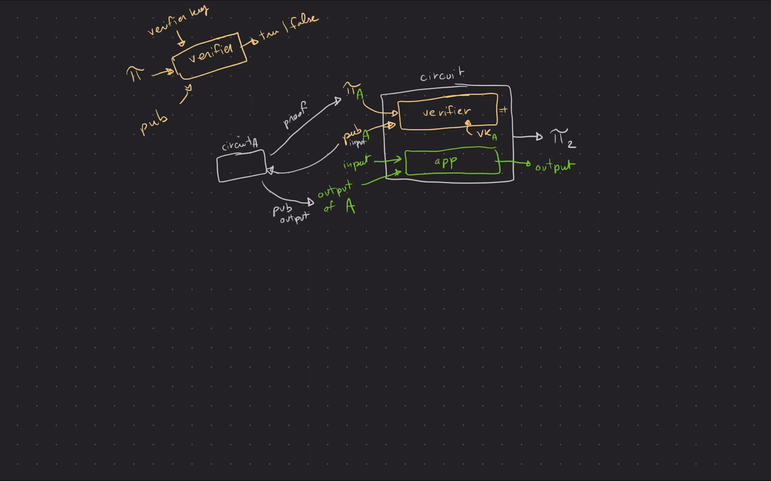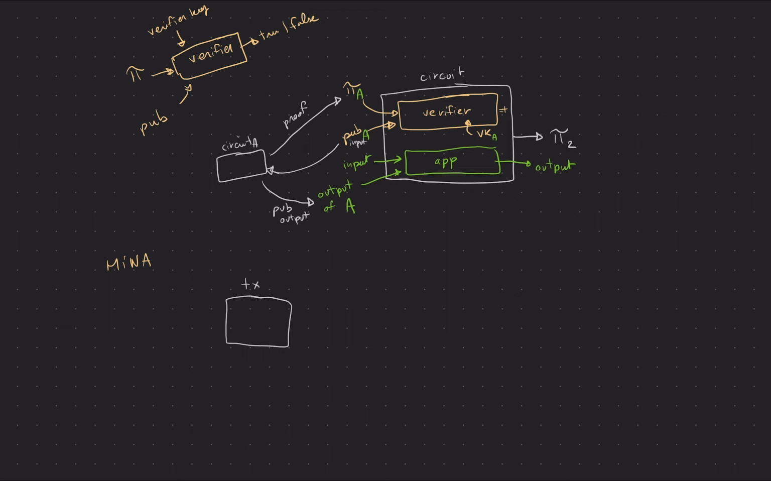Do I have an example? So, for example, in Mina, the cryptocurrency, there is a way to create a block, which is to aggregate a bunch of transactions together. Basically, we have a circuit that's called a transaction snark or transaction circuit.